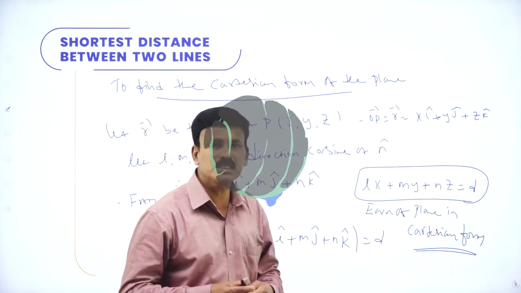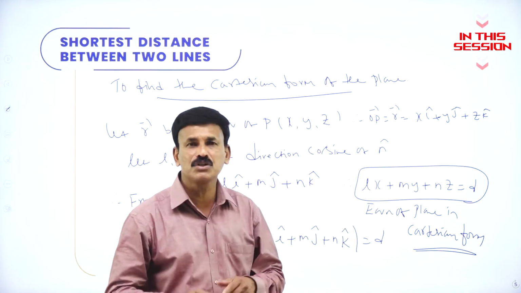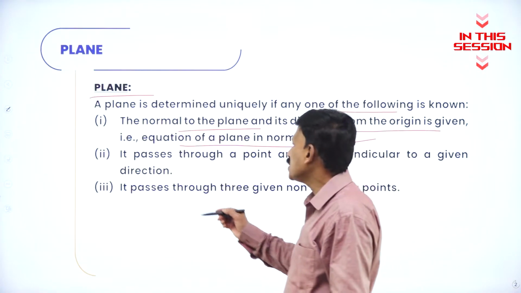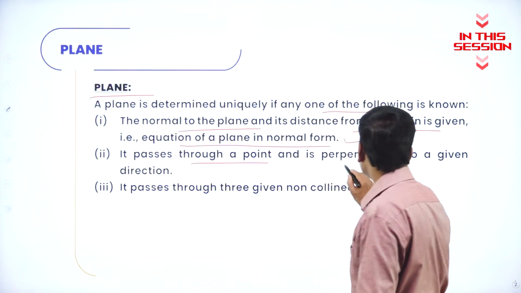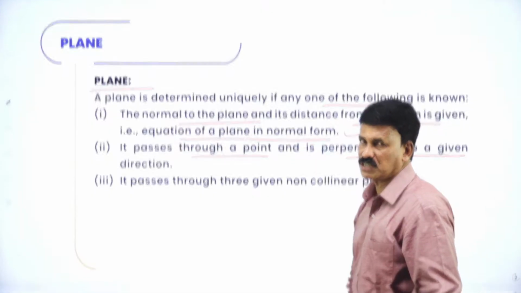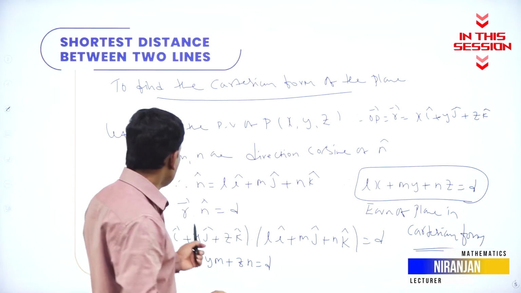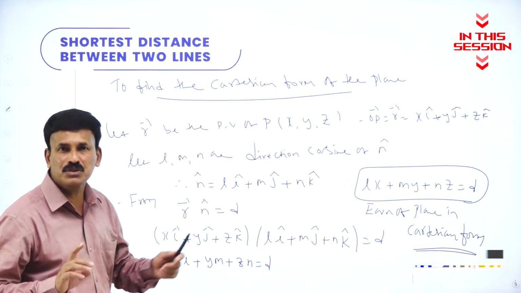l into x plus m into y plus n into z is equal to d is the Cartesian equation of the plane. The second condition is if it passes through a point and is perpendicular to the given direction. Whereas the vector equation of the plane in the normal form is vector r dot n cap is equal to d.